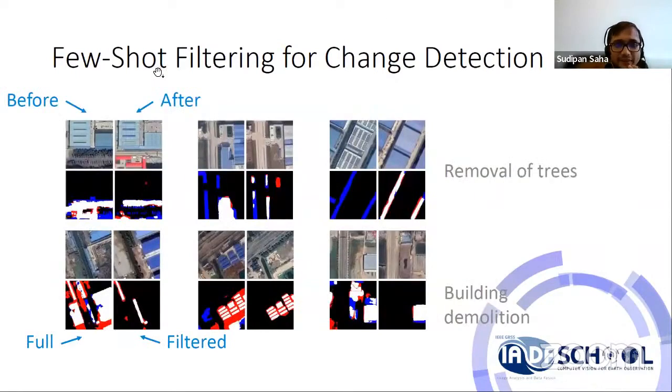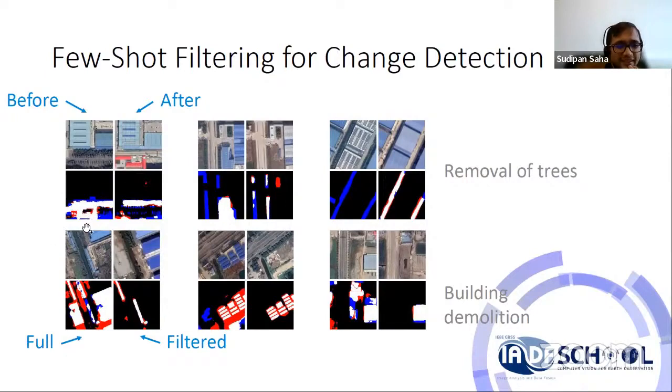Here are some examples that we see. The first example that we see corresponds to the removal of the trees. Okay, so as you can see, these are the trees in the pre-change image, and these are the trees which have been removed. So this basically corresponds to removed trees, and there are also other kinds of changes, something related to buildings.